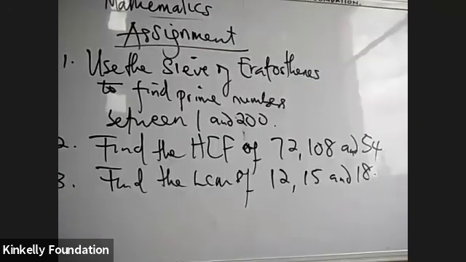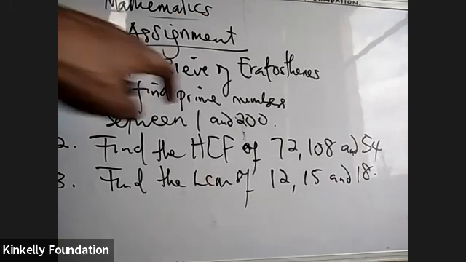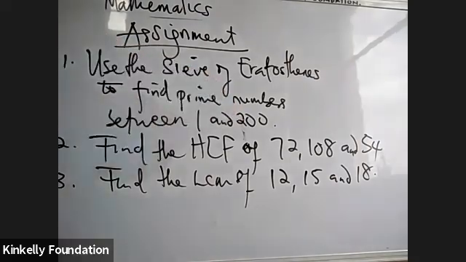So take these ones down as assignments, take your time and do them. We have given you this earlier in this class, so please try and use the sieve of Eratosthenes to find the prime numbers between 1 and 200. I gave you 100 earlier, so make it up to 200. You can rule a 20 by 20 matrix table and get that.